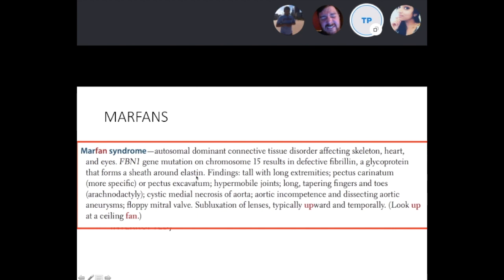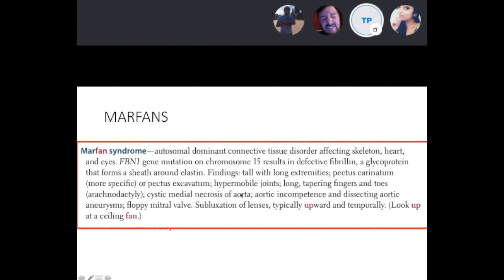What disease deals with disruption or mutation of elastin? Is it alpha-1 antitrypsin? Yeah, exactly.